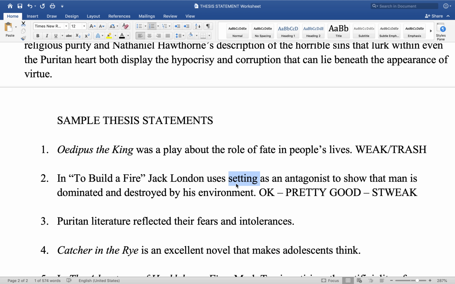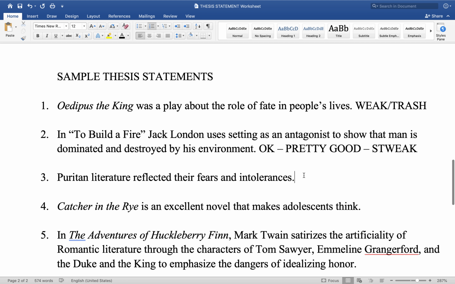What setting does he use? This is just vague here. Uses setting. What setting? The frosty tundra of the Yukon? That would be good. What's good about it, though? Well, I think it's got a pretty good theme. Man is dominated and destroyed by his environment. And also, this idea of using setting as an antagonist is kind of interesting to me because antagonists are usually characters. This means the person going against the main character. So for setting to be some kind of character, that's interesting to me. So it had some good points. It's not bad.